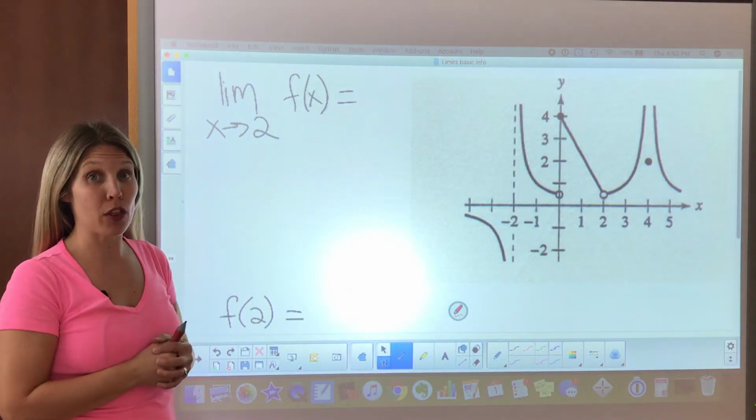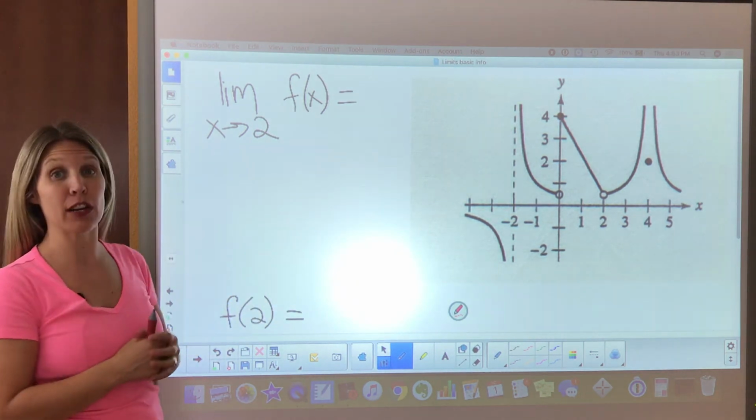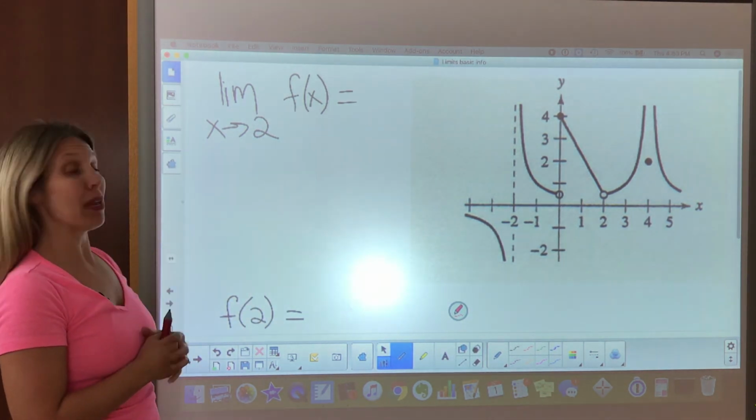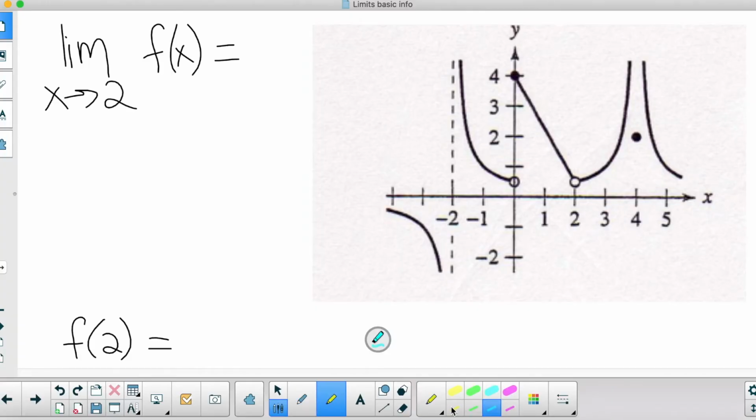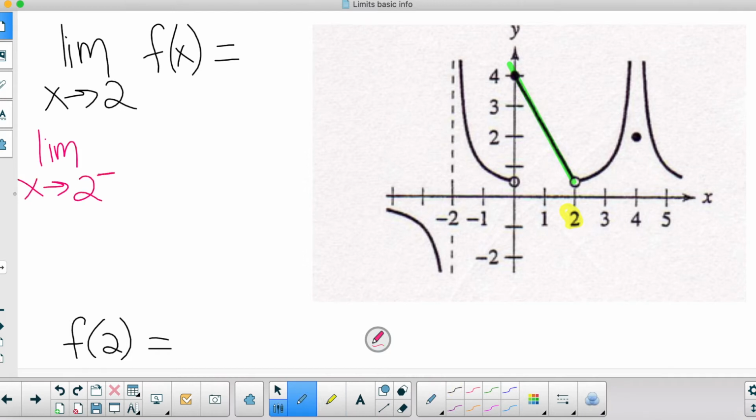Let's try another problem. Same graph, different x value again. The limit as x goes to 2 this time. So let's identify where x is 2. So we know where we're looking. We need to come in from the left-hand side. So now we have the limit as x goes to 2 from the left. Notice I'm using that minus sign from the left of our function is headed towards, again, 1/2.